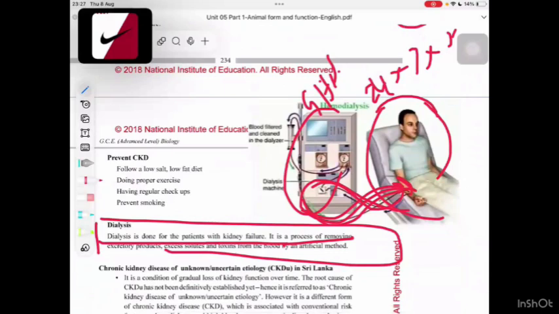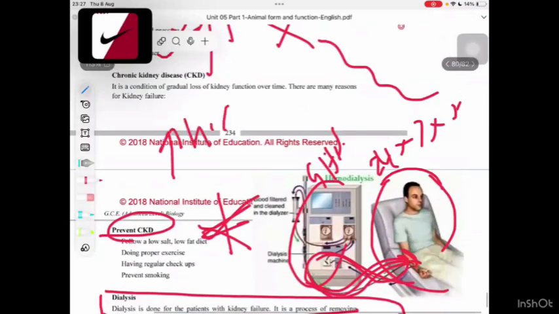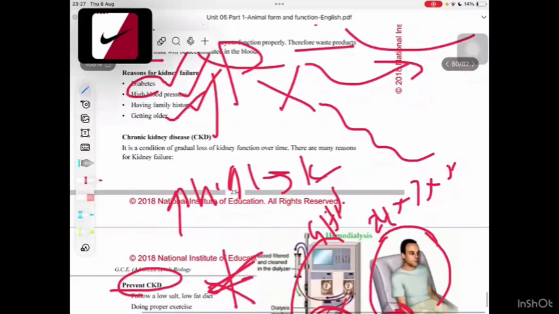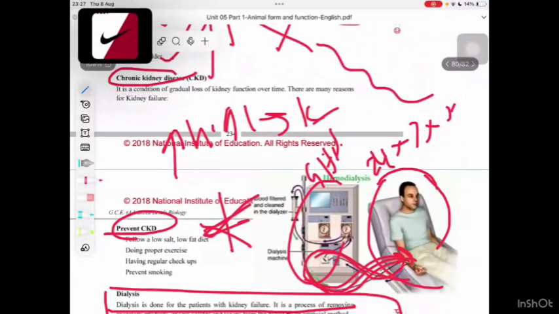When you follow a low salt, low fat diet, that means when you don't eat enough amount of salt, when you don't take enough amount of fat in your food, you can get CKD, right? Doing proper exercise. Oh, sorry. Actually, these are to prevent CKD, right? That's why I was wondering why low salt and low fat, because when you take high amounts of salt, it increases what? High blood pressure, right? High blood pressure means kidney failure over time, right? Here, one reason for kidney failure is high blood pressure. CKD is also a type of kidney failure, right? Okay, so you have to follow a low salt, low fat diet.